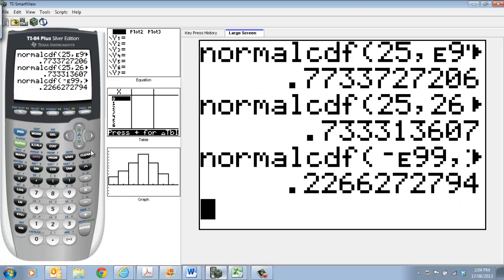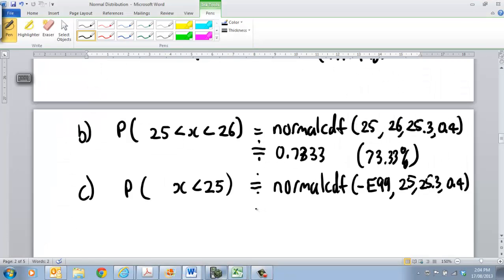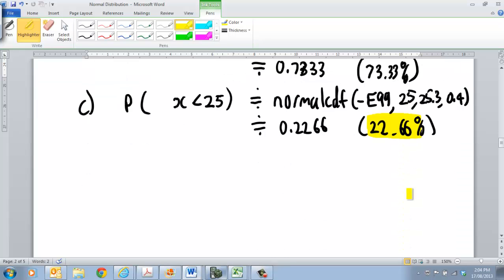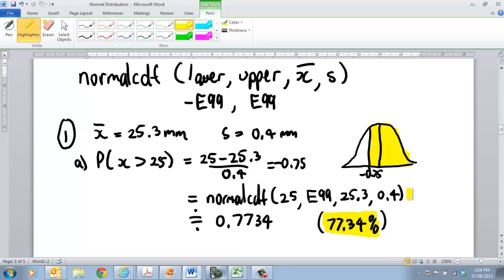So that's 22.66%. Alright, so that's approximately equal to 0.2266, which is 22.66%. Now, keeping in mind, our value up here was 77.36%, and then it's that value there. Those are complementary events, by the way, and so therefore that's going to add up to 100% of our sample. Alright, so it's as simple as that. It's pretty easy to do.